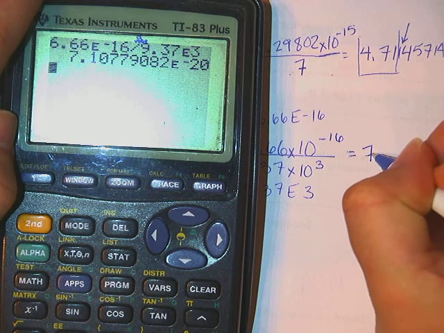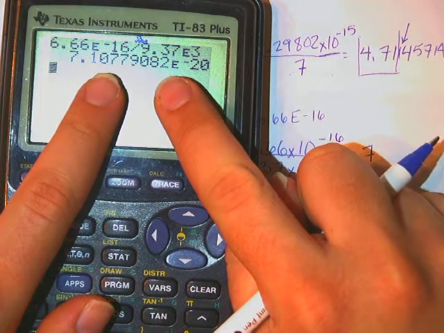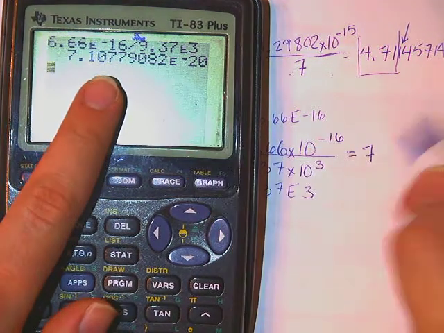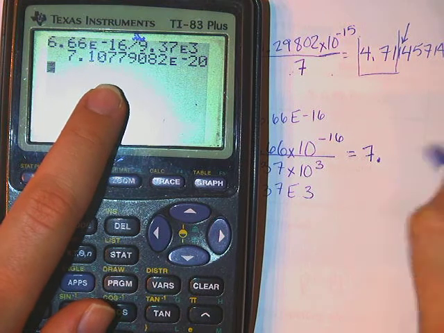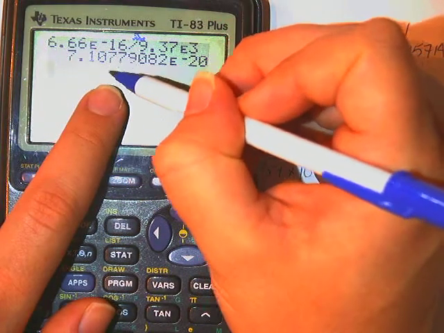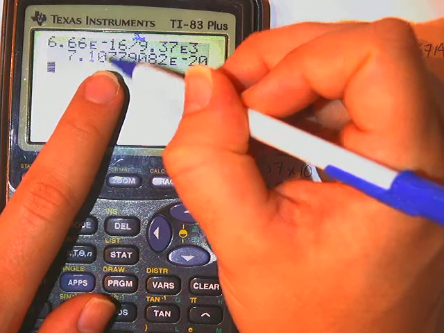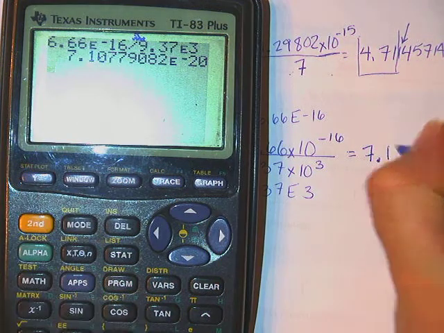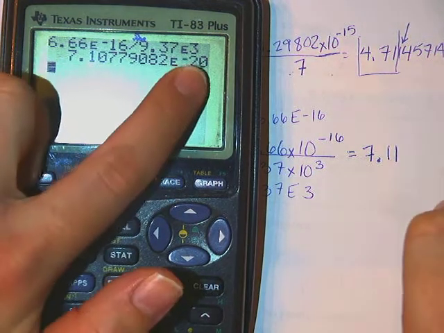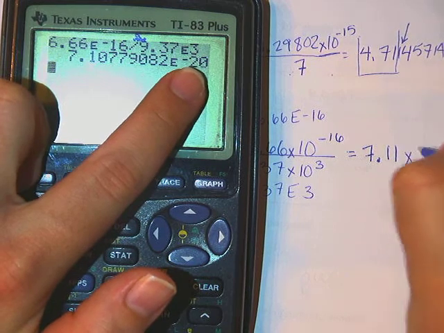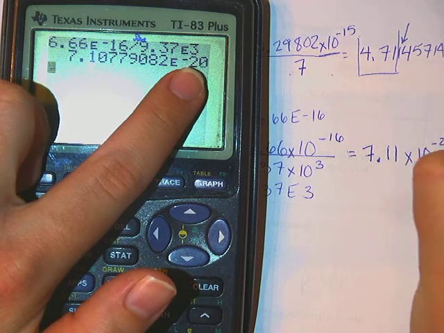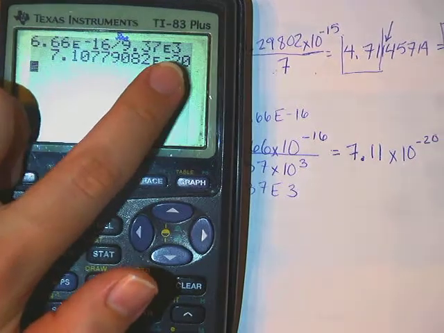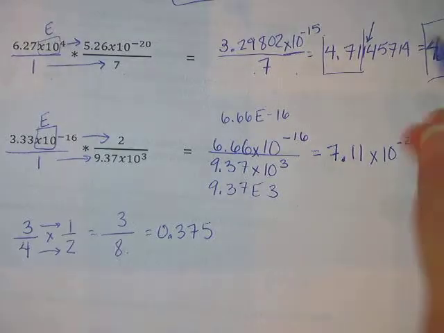If you typed it correctly, your calculator should return this to you. And again, we round to the hundredths place, so 7.10, and this 7 next to it should round us up. So instead of 7.10, we write 7.11. This E negative 20 means we write times 10 to the negative 20th power. And that's our final answer.